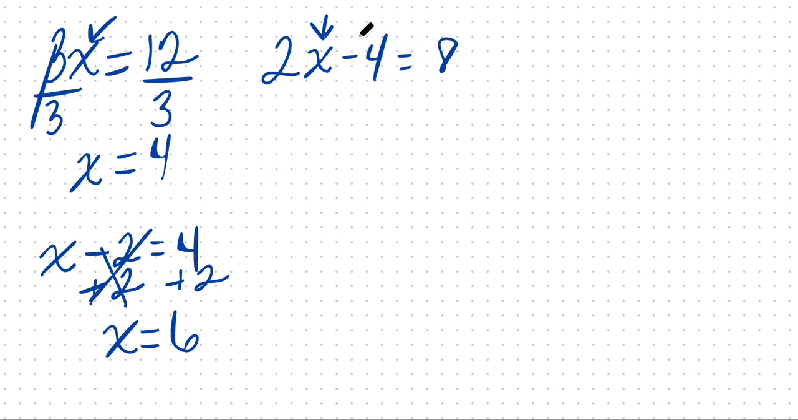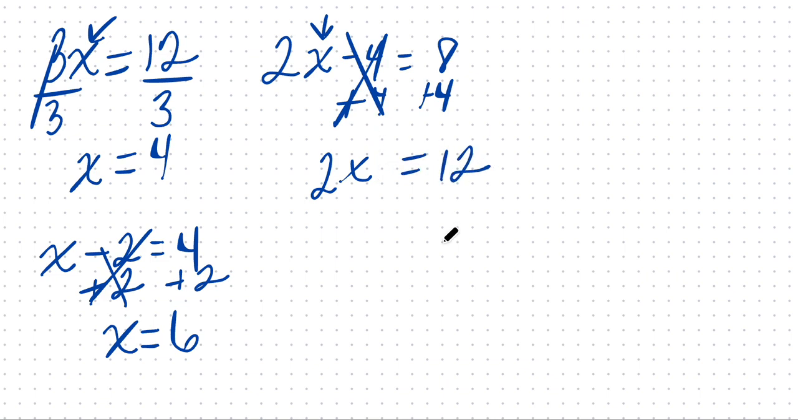So here I do have a subtracted 4. So I have to work here with my subtracted 4. So I'm going to add 4 to both sides. So I'm going to drop down the 2x. Here are the 4s. Negative 4 plus 4 is 0, so it cancels out. 8 plus 4, 12. So I have 2x equals 12. I've reduced it back to a one-step equation, and I need to divide by the 2 to get my x isolated by itself. 12 over 2, 6.